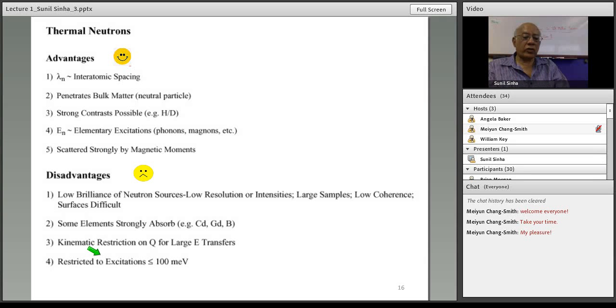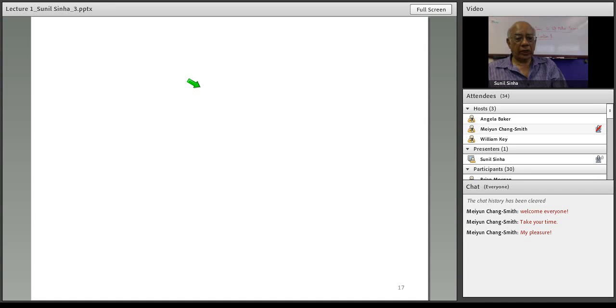It is hard to study excitations much above 100 millielectronvolts because you run out of high energy neutrons to be able to study this. And because of kinematic restrictions, because energy and momentum have to be conserved together, it is in general with neutrons very difficult to study large energy transfers at small momentum transfers. And this restriction is not there with X-rays. So there are certain kinematic restrictions. But other than that, as you can see, it has many advantages for scattering experiments.